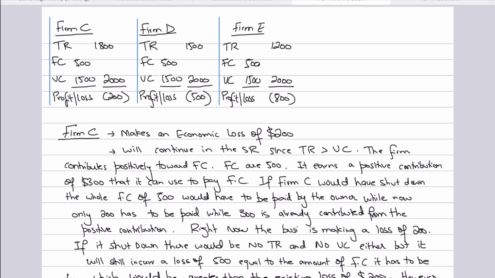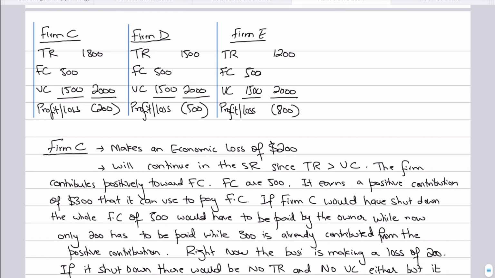But if firm C would have shut down, then the whole fixed cost of $500 would have to be incurred by the owner from his own pockets, right? If the firm would have shut down, then what would be the revenue? Zero revenue. Variable cost would not be incurred, that would also be zero. So straightforward, we would have a loss of 500, because the fixed cost has to be paid. If you're shutting down, there are no operations, but you still have to pay the fixed cost, right? Because obviously firms have incurred annual contracts of lease and rents, and they have to lawfully bear with them, right?